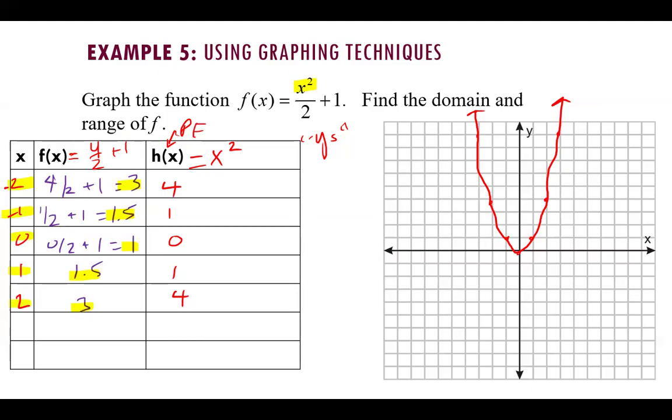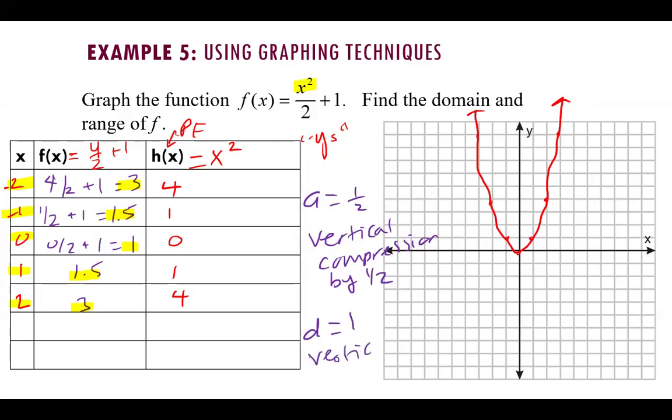So what took place here had nothing to do with the horizontal motion, right? Based on what we have here, we know that our A equaled 1/2. So we had a vertical compression or shrink, whatever you want to call it. Vertical compression by a factor of 1/2. And then our D equaled 1, which meant that we had a vertical translation up 1. So we're compressing and we're translating up 1 unit.